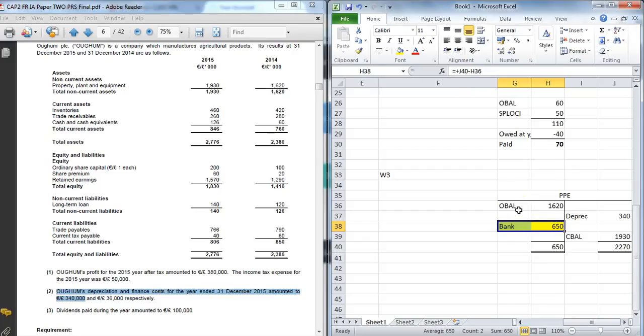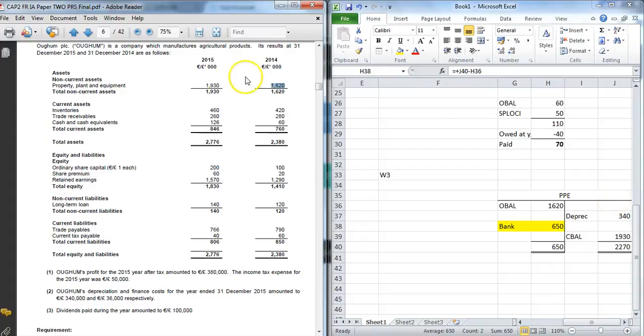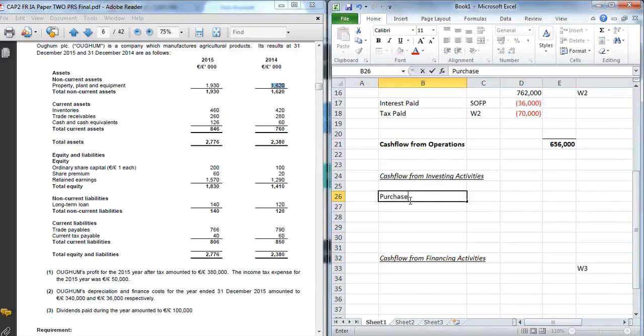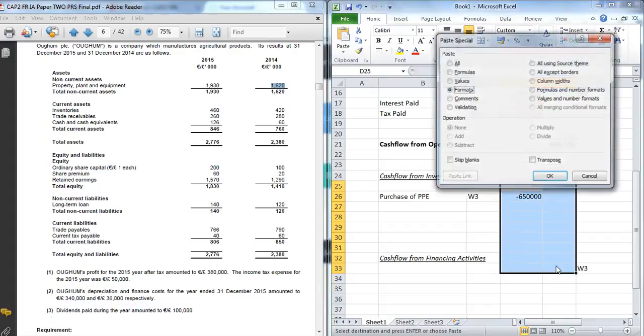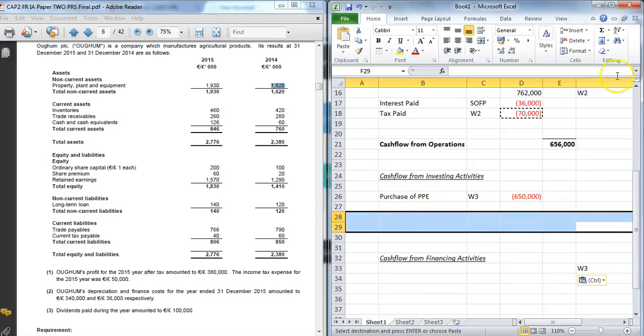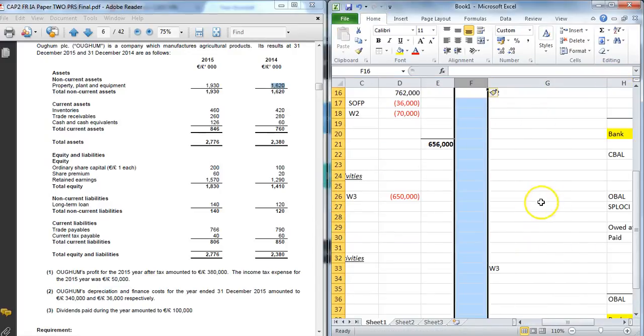If we started off with 1620, depreciation is 340, we must have spent another 650 to get back up to the closing balance of 1930. So all I'm doing is that is an investing activity, purchase of PPE, and I cross-reference a nice neat working 3, minus 650. Minus 650 because that is an outflow.